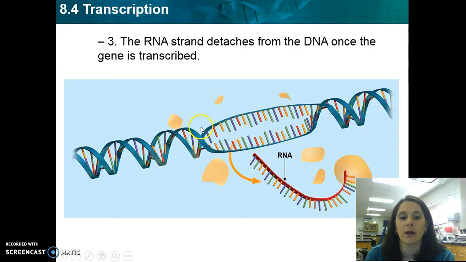In the third step of transcription, the RNA strand is going to break off and head towards the ribosome. This whole process is still within the nucleus because that's where DNA is found. Once the RNA strand breaks off and heads out of the nucleus, the RNA polymerase enzyme is going to break apart and DNA is going to seal back together with its pairs.